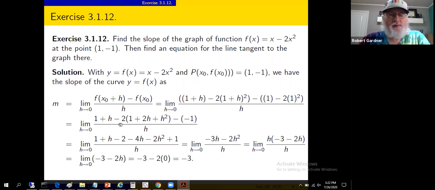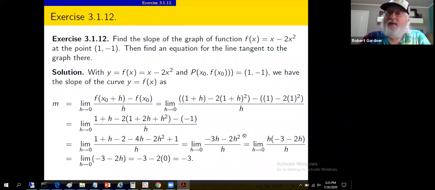Let's distribute the negative 2. So we get the 1 plus h to come down. Negative 2 times 1 gives us negative 4h minus 2h squared, and minus a negative 1 is a plus 1. Some stuff cancels. If it doesn't cancel, then something's wrong. The 1 here, the 1 here, and the negative 2 here cancel. So the 1, the negative 2, and the 1 add up to 0. We get an h and a minus 4h. Do the arithmetic there, and that leaves a negative 3h, and we still have the minus 2h squared.